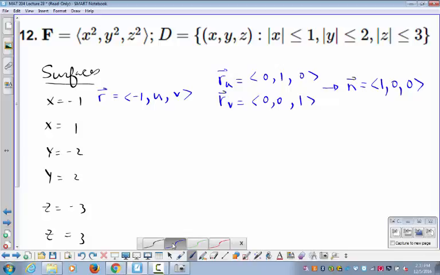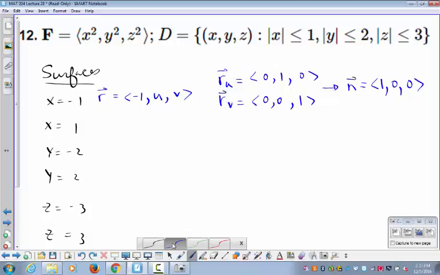How did you pick R again? So we're parameterizing this plane. X equals negative 1. Yep, x equals negative 1. So that plane is vertical, if you will. If we think of the x-axis going down, we've got this plane.